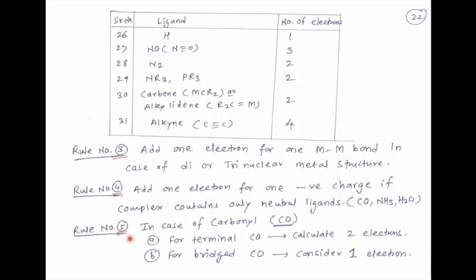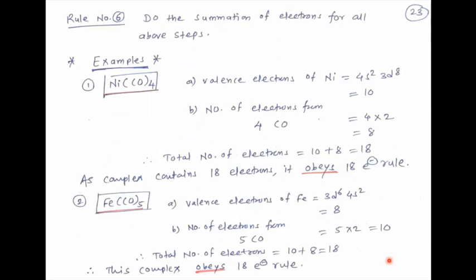Rule number 5. Now we know that carbonyl is a very important ligand in organometallic compounds. This carbonyl is of two types, terminal carbonyl and bridge carbonyl. If the complex contains terminal carbonyl, calculate 2 electrons, and if bridge carbonyl is present, at that time consider 1 electron. This is rule number 5. Rule number 6.